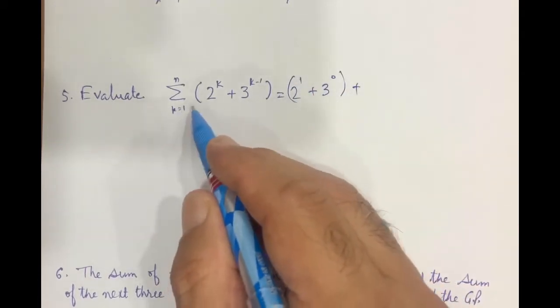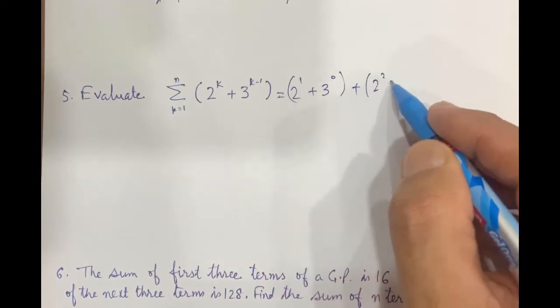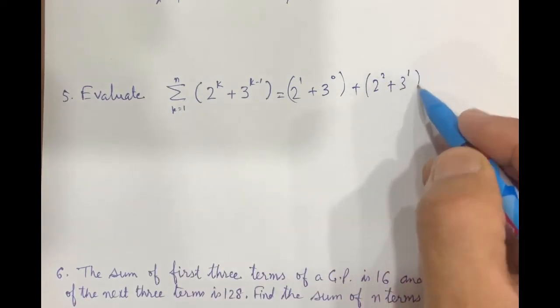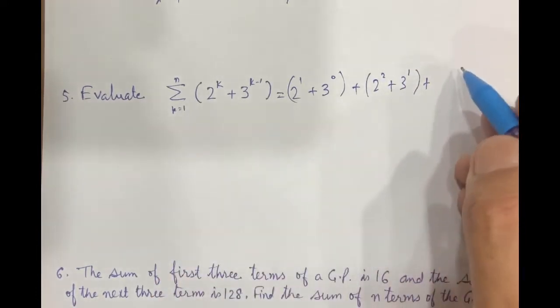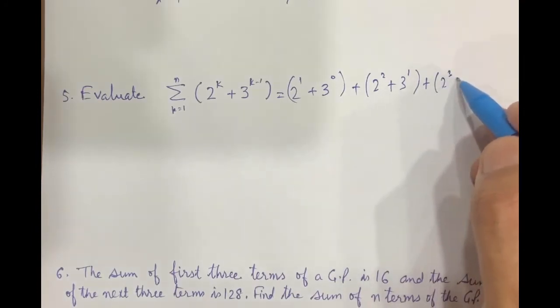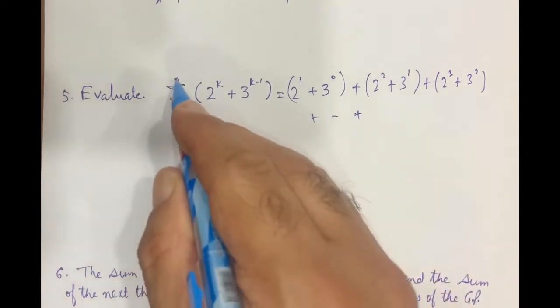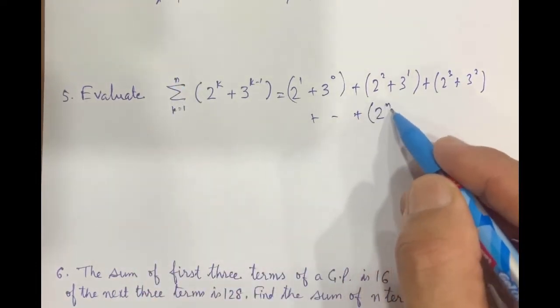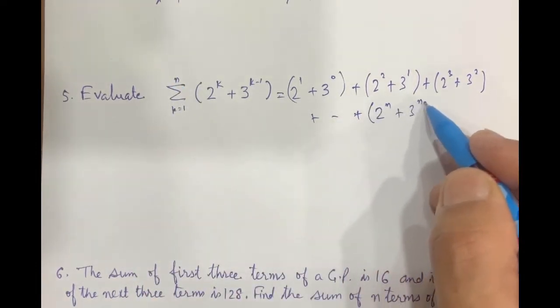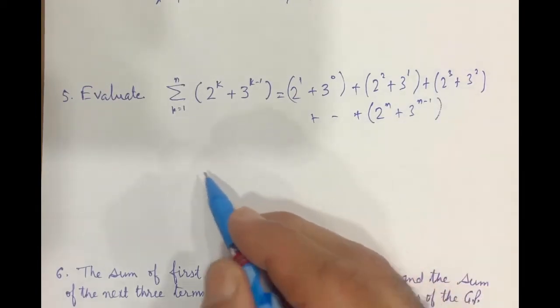Then we put k equal to 2. It's 2 raised per 2 plus 3 raised per 1. Then we put k equal to 3. It's 2 raised per 3 plus 3 raised per 2. And last, we put k equal to n. This is 2 raised per n plus 3 raised per n minus 1.